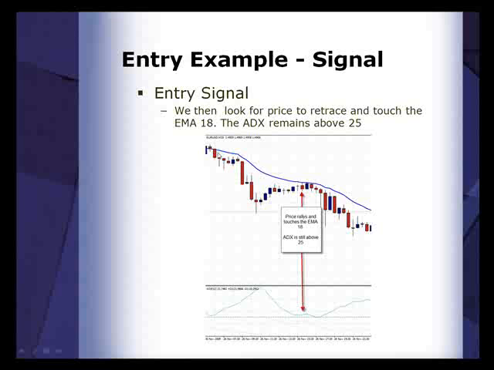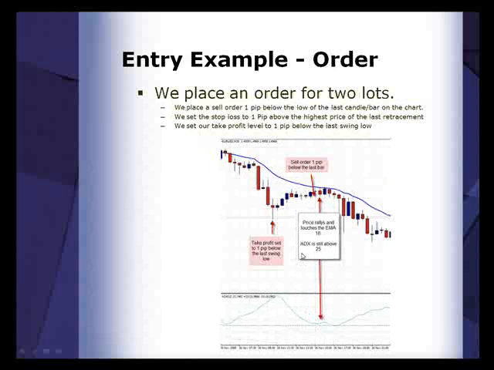So looking on this chart here, our price has moved down. We're in a downtrend. The price has rallied. It has come back up and touched the EMA 18, and at the point where it touched the EMA 18, the ADX is still above 25. So we then place an order for 2 lots. At that point, our sell order is placed 1 pip below the low of the last bar.